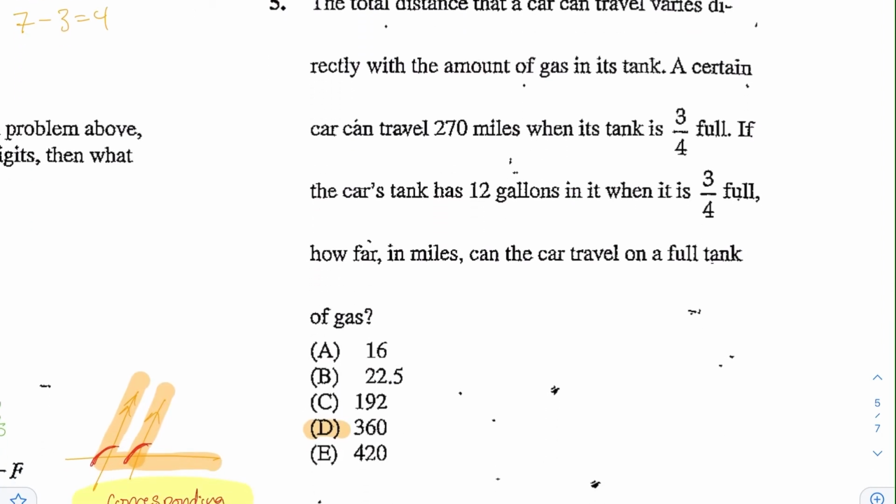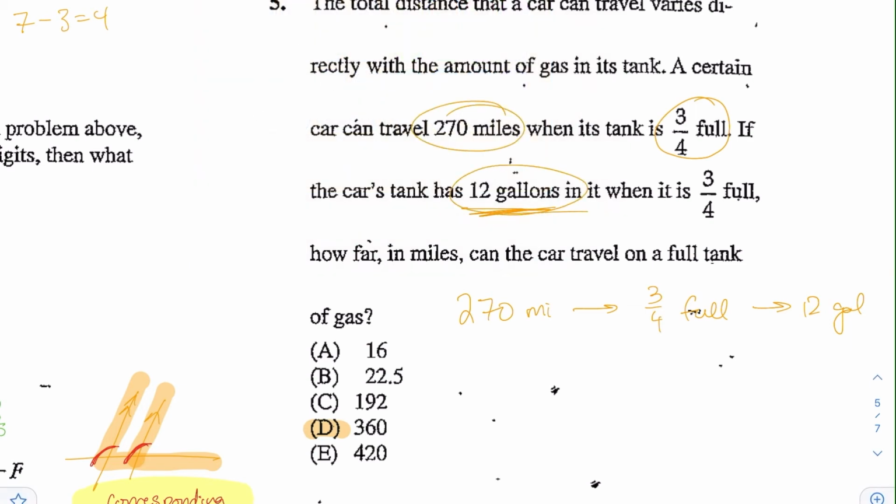Next, for number 5, the total distance that a car can travel varies directly with the amount of gas in the tank. A certain car can travel 270 miles when its tank is 3/4 full. If a car's tank has 12 gallons in it when it's 3/4 full, how far in miles can a car travel on a full tank of gas? So here you know that you can go 270 miles if it's 3/4 full, and 3/4 full represents 12 gallons of gas. So these are all the quantities that relate to one another.